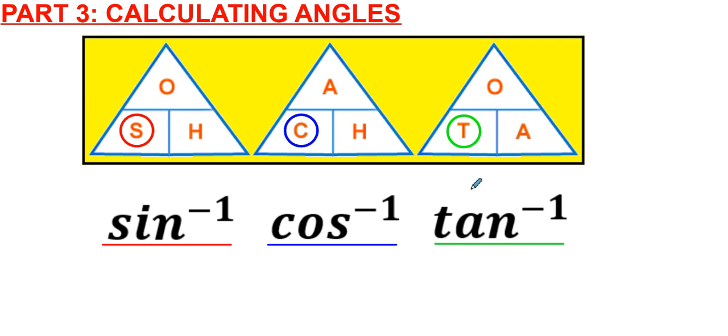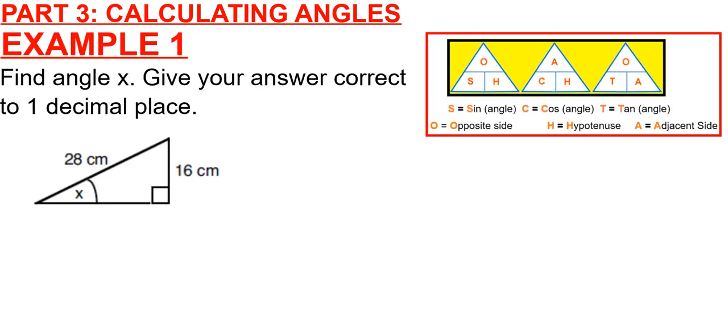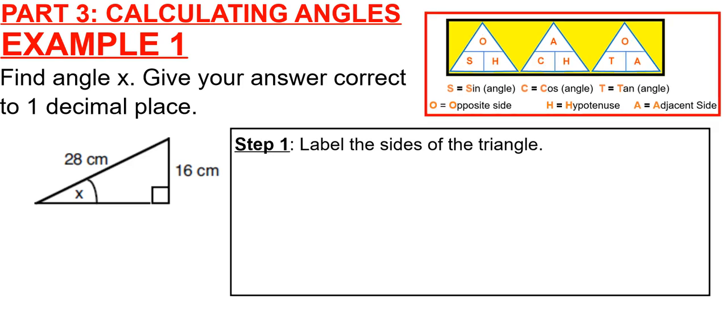I'm just going to show you 3 quick examples on how to calculate angles. So first of all, find angle X. Give your answer correct to one decimal place. So step 1, we need to label the sides. That's always the first step. So this will be a piece of cake to you now, I'm hoping. So that's the opposite side. The longest side is H, the shorter side is A.